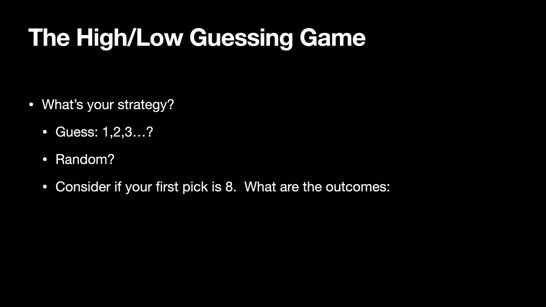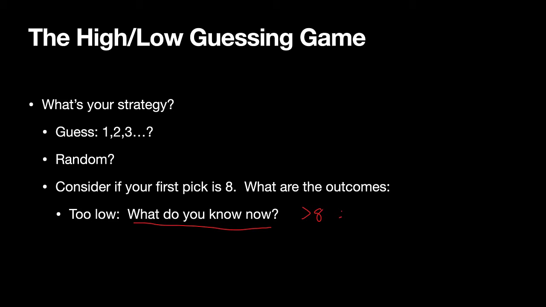So again, I've thought of a number between 1 and 15. You're going to pick 8. And there are 3 outcomes. I'm either going to tell you that your number is too low. So if I tell you your number is too low, what do you know? What information can you extract from that? So you picked 8, your number is too low. That means that your number is greater than 8, right? And we know that the range is 1 to 15. So at this point, you know that it's between 9 and 15 inclusive.